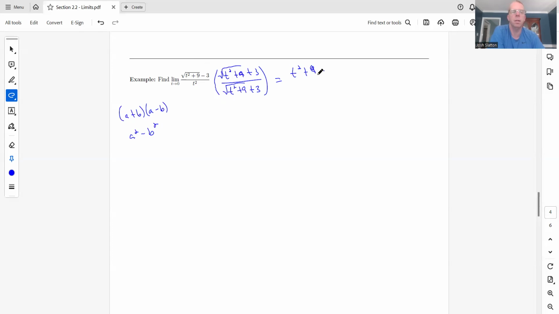sorry, let me fix that. So t squared plus 9, we're going to square that term, we're going to square that term, and there's a minus in the middle. So there's our first term, there's our second term, and then on the bottom, no need to do anything with this. So just don't worry about multiplying this out. We just have this. And so now we have t squared over all that on the bottom.